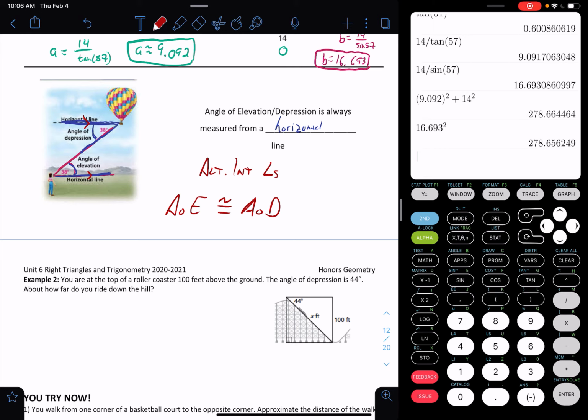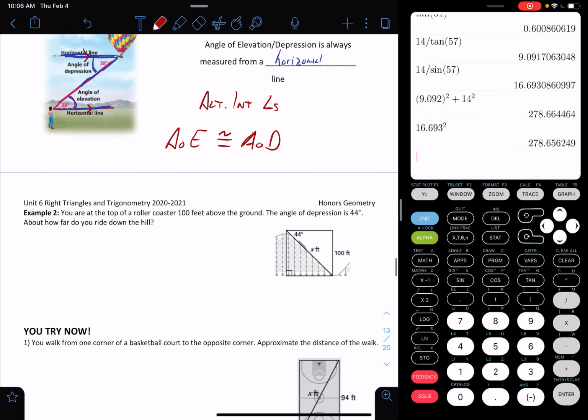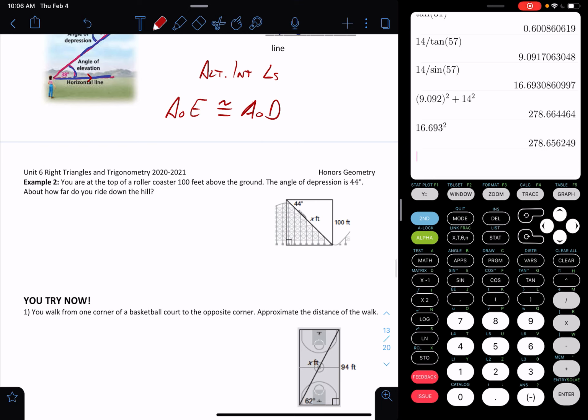So let's look at an example here. So you're at the top of a roller coaster, 100 feet off the ground. The angle of depression is 44. About how far do you ride down the hill? Okay, so we've got the angle of depression here because you'd be at the top of this hill looking out, right? And then down, creating this angle of 44.